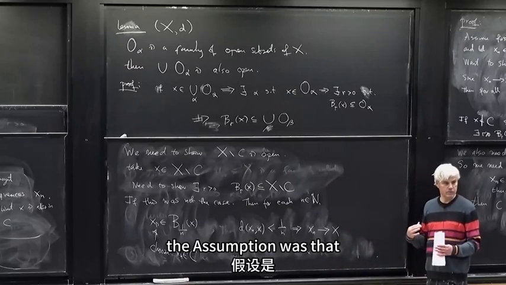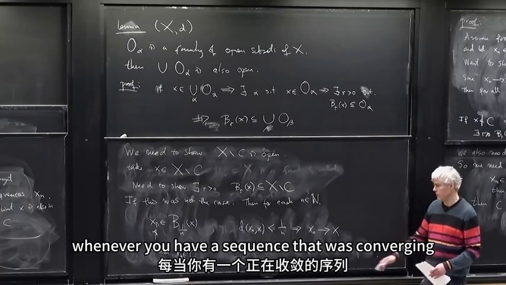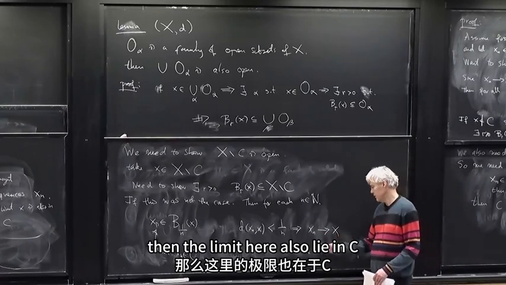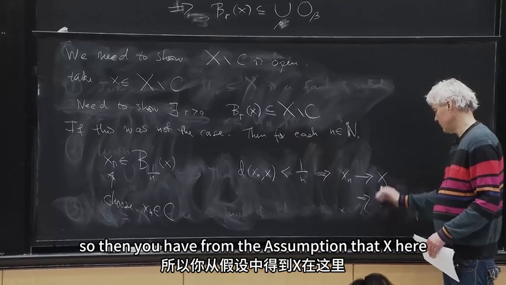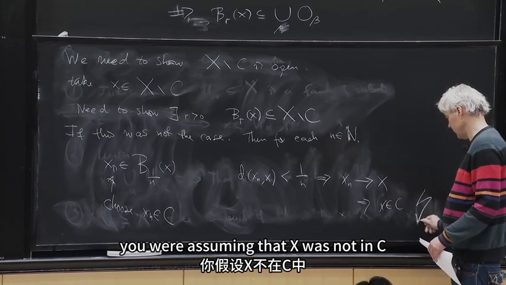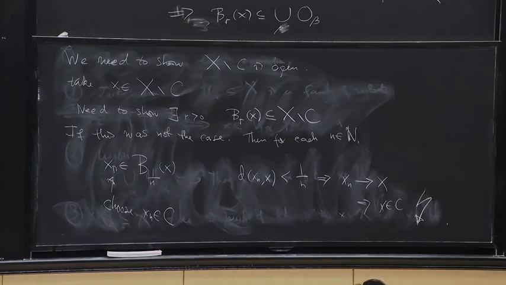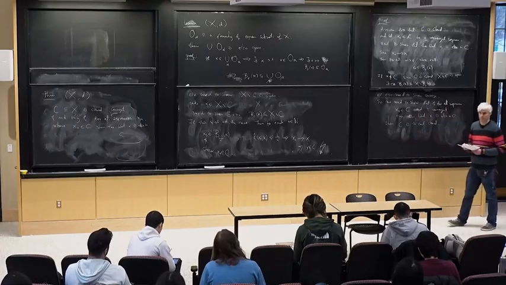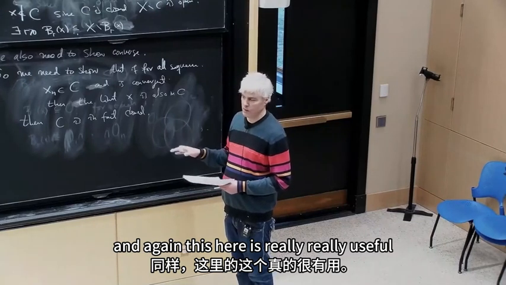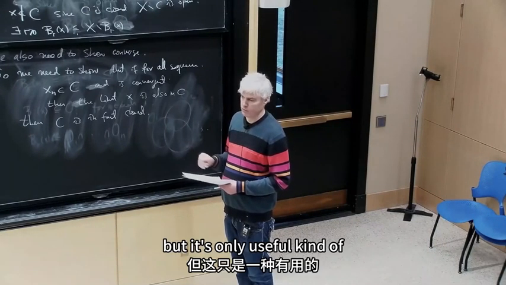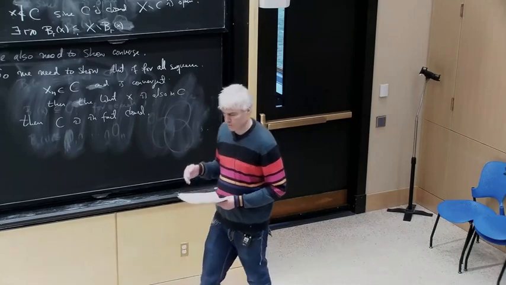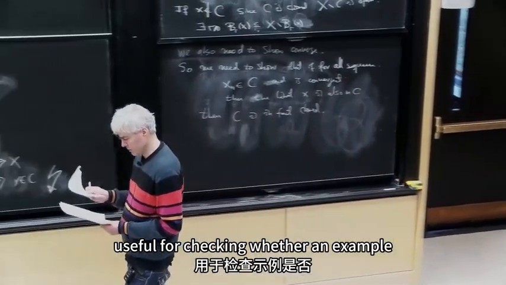And now the assumption was that whenever you have a sequence that is convergent, and these guys lie in C, then the limit also lies in C. So then you have, from the assumption, that x is in C, but this is the contradiction. You were assuming that x was not in C, right? Okay. And again, this is really, really useful, but it's only useful as a tool for proving things. It's not useful for checking whether an example is open or closed.